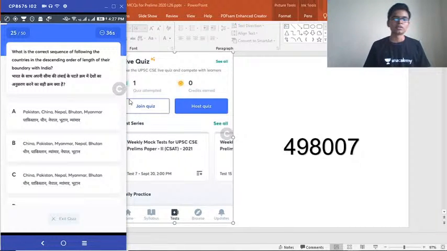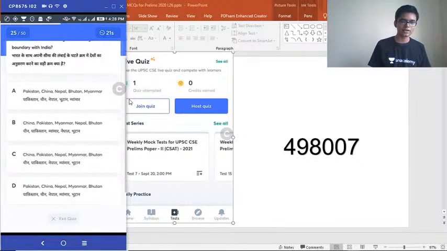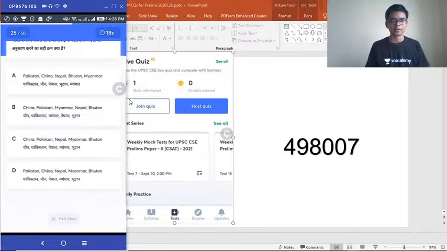25th question. What is the correct sequence of the following countries in the descending order of length of their boundary with India? Pakistan, China, Nepal, Bhutan, Myanmar. China, Pakistan, Myanmar, Nepal, Bhutan. China, Pakistan, Nepal, Myanmar, Bhutan. Pakistan, China, Nepal, Myanmar, Bhutan. These 5 countries, different combinations are given. So, who has the longest border with India? And then correspondingly arrange the rest in descending order.